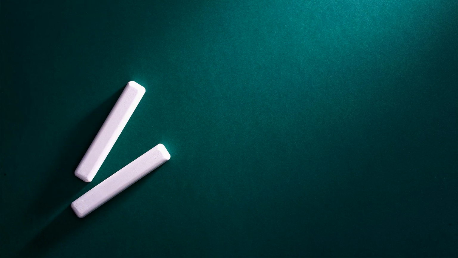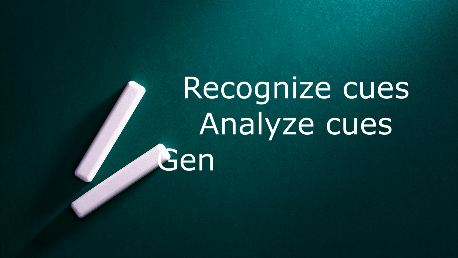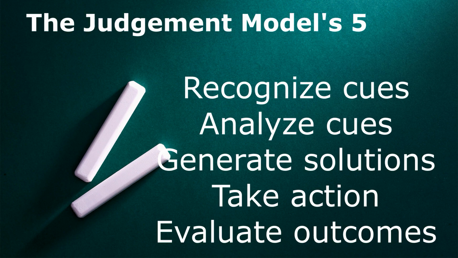So, to summarize, the 5 steps of the judgment model are to recognize the cues. Then you analyze the cues. Based on those cues, you want to generate solutions. Based on your solutions, you want to take action. And then when all of that is said and done, you want to evaluate your outcomes.